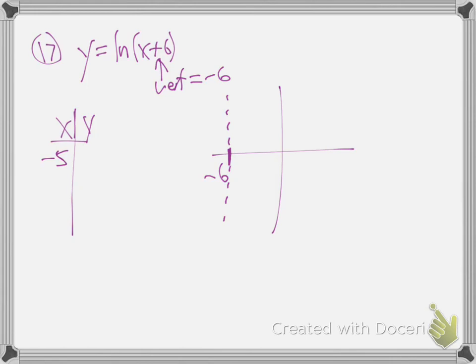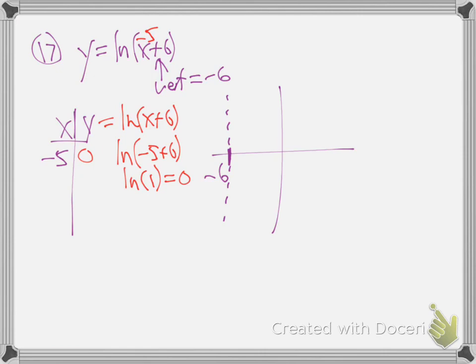So when I plug in negative 5, y will be the natural log of negative 5 plus 6, natural log of 1. You guys have your calculator? What's the natural log of 1? It's going to be 0. So that means that's the point back 5 up 0. We good so far? Everybody see what I'm doing?